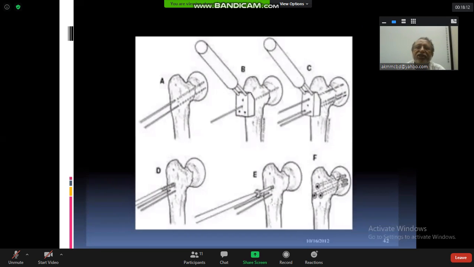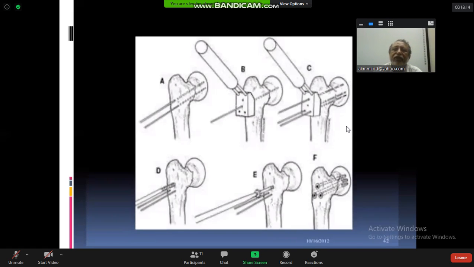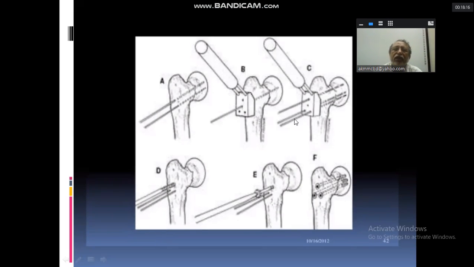So this is the system of multiple screws. After reduction, you need some special device, some guide wires, and over the guide wires, you can put the screws and they will be placed perfectly. And you have to check it on the operating table using a C-arm. Okay. So multiple screw system.